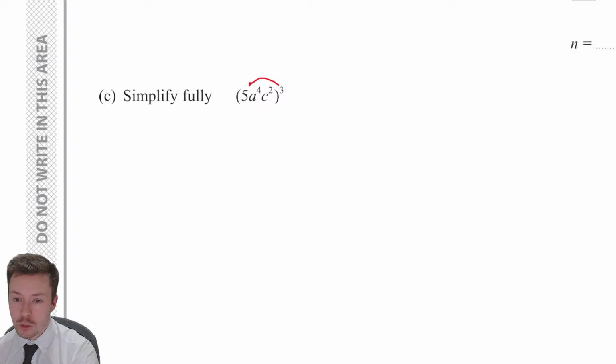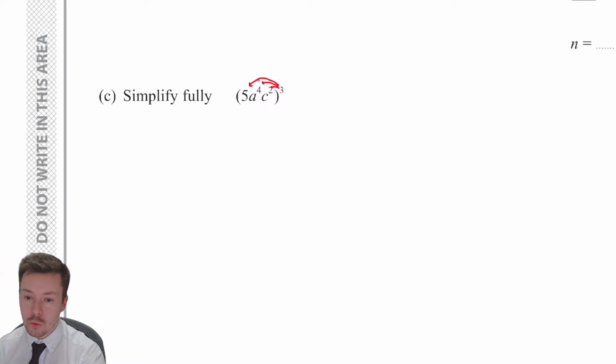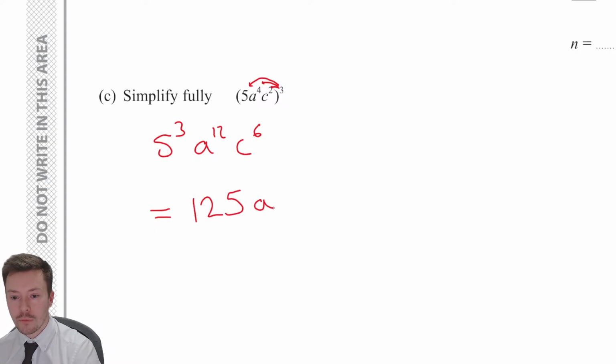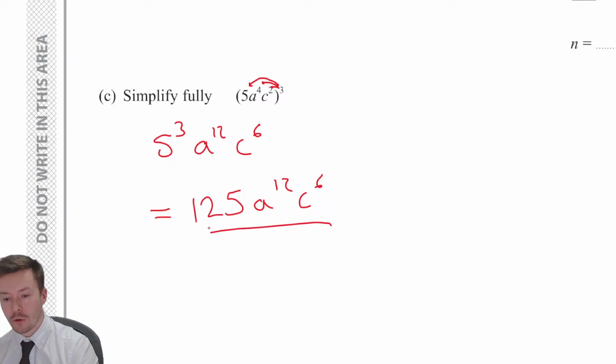Okay, that's simple. This one, last paper I did, this type of question was on that paper twice. So these types of questions seem to come up fairly regularly. So we need to apply this power, this cubed, to every part of the term inside. So we're going to do 5 cubed, and then we've got a to the power of 4 cubed. Now you multiply the powers, so that's a to the power of 12, and then the same with the c. 2 times 3 is 6. Now we're nearly done. We've got to cube the 5 though, and that's going to be 125 a to the power of 12, c to the power of 6. And that's our answer.